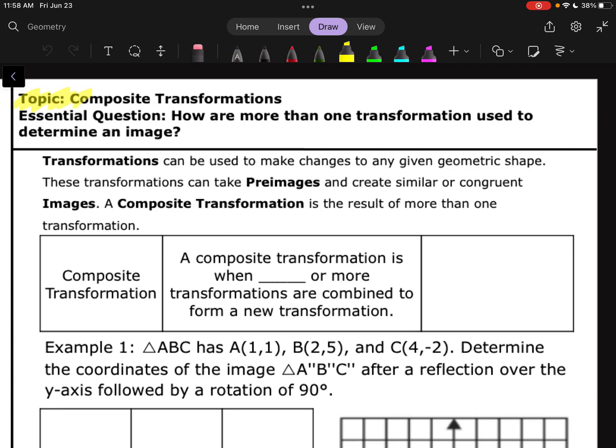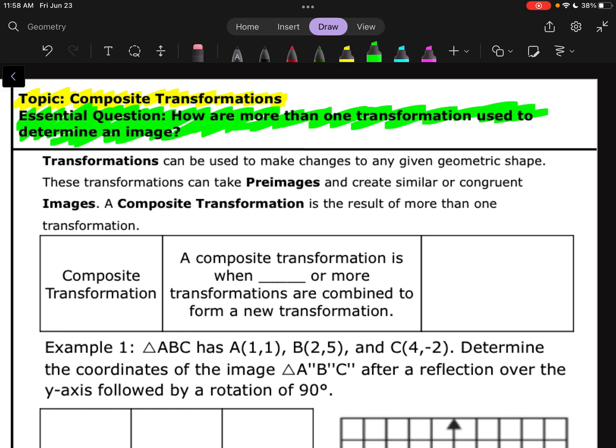Okay, topic for this video is going to be composite transformations. We are going to be looking at how more than one transformation is used to determine an image. We've been looking at a bunch of transformations in these past videos. We know that transformations can be used to make changes to any geometric shape. These transformations can take pre-images to create similar or congruent images. And a composite transformation is the result of more than one transformation.